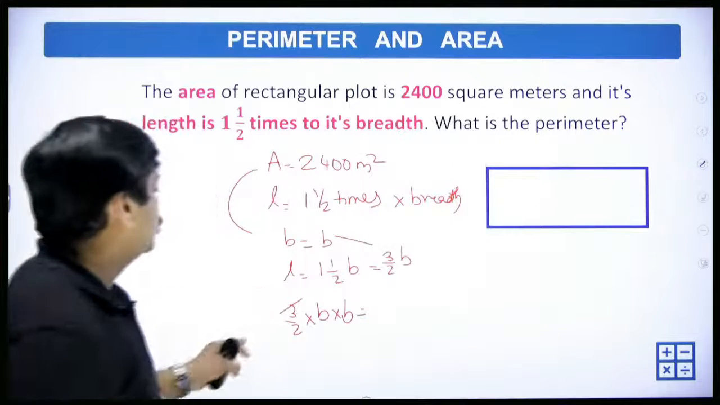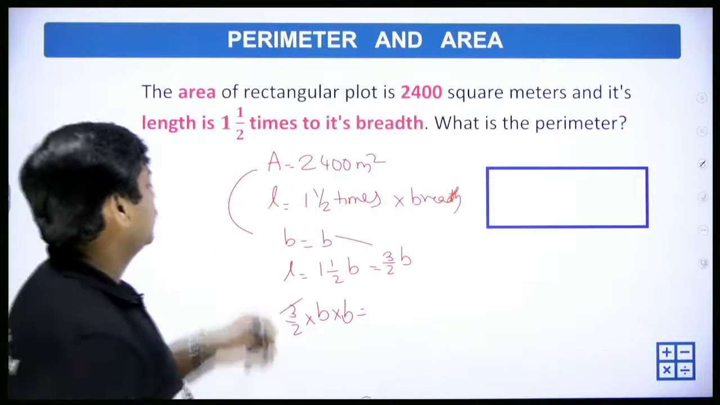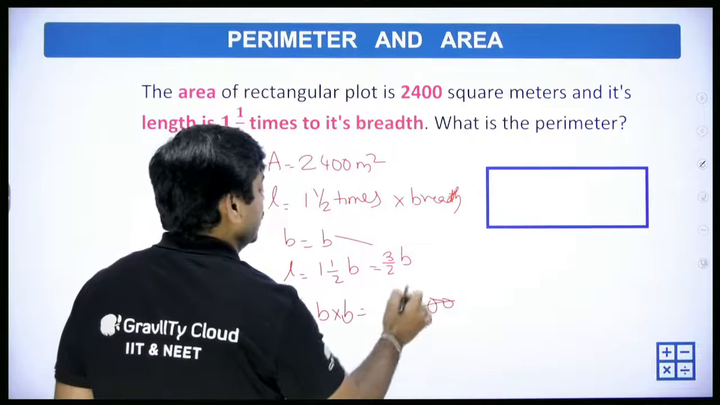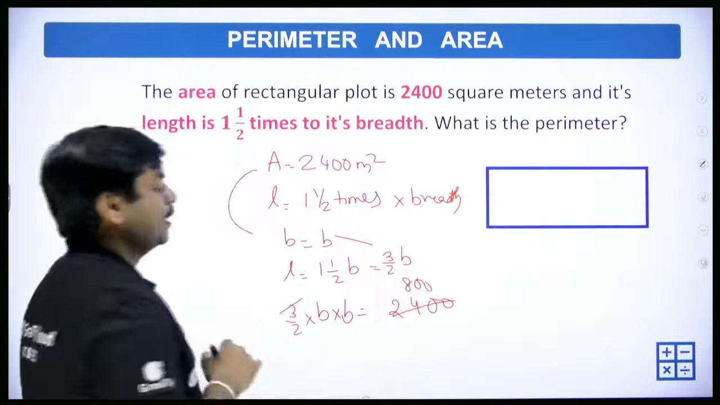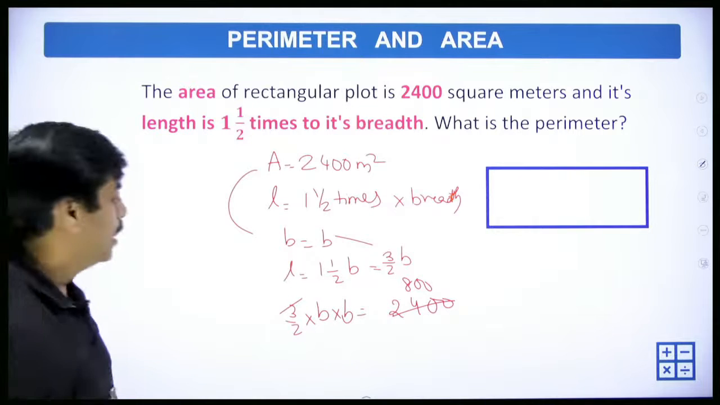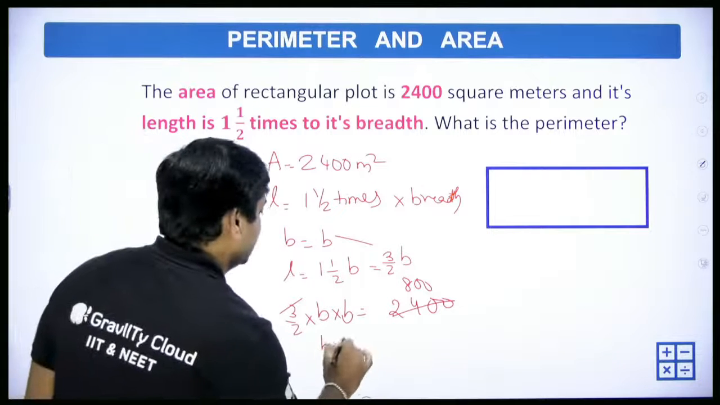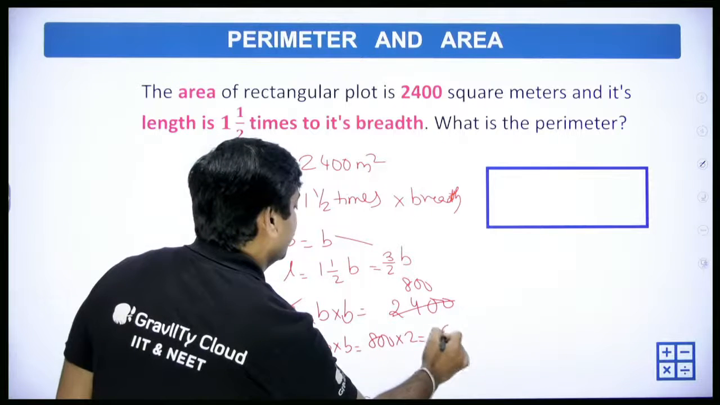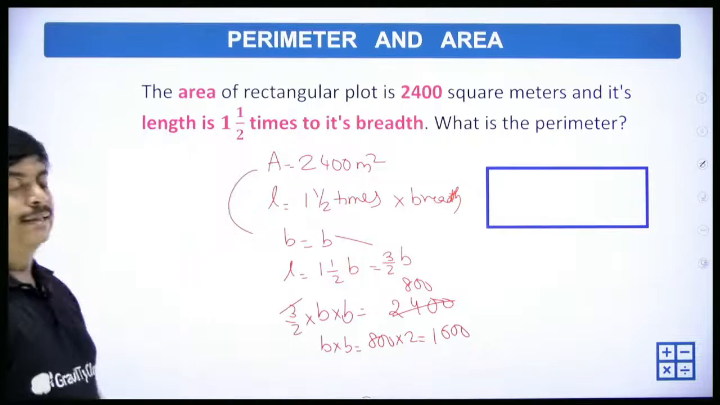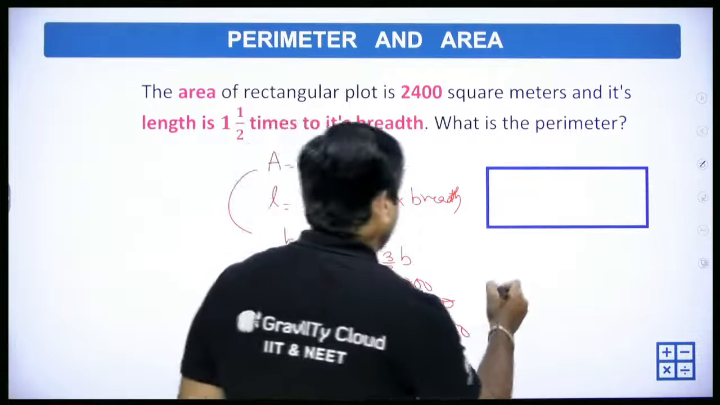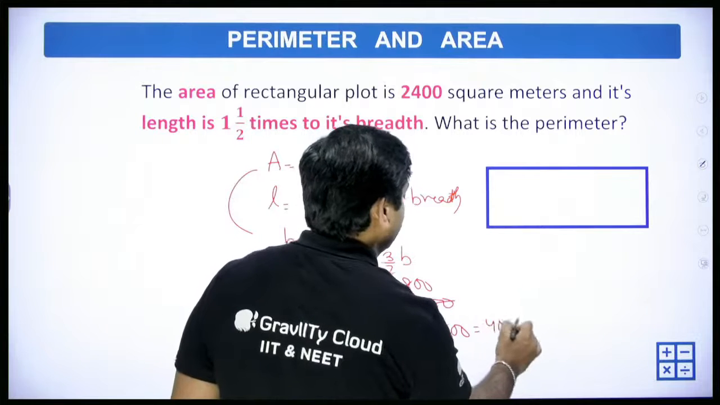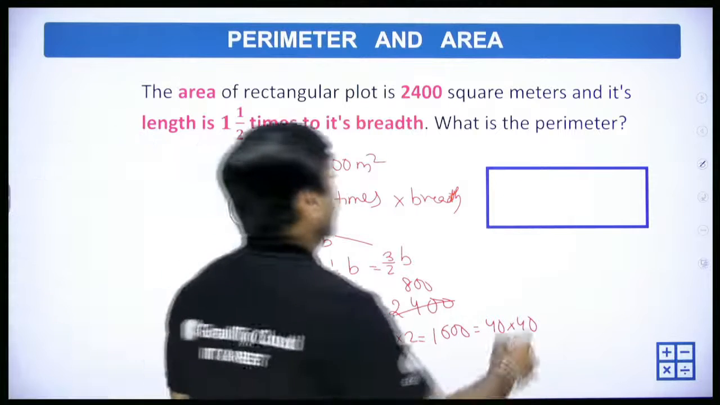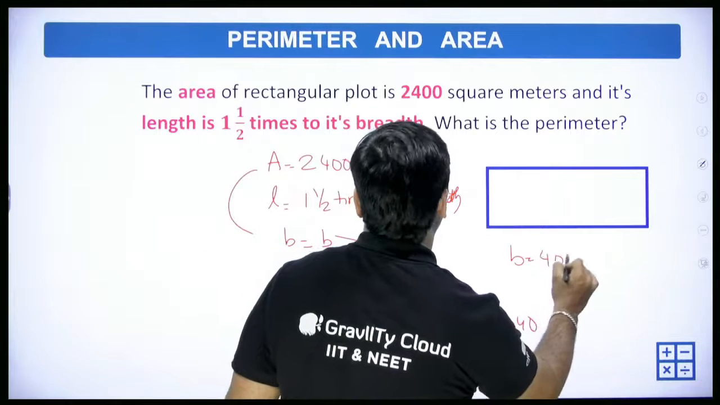Right, so 3 by 2 into b, that becomes area, that becomes 2400. So 3 and 3 8s, so 800. 3 and 800, right? So what about here? b into b is equal to 800 into 2, which is 1600. Breadth into breadth is 1600, so we'll get it is actually equal to 40 into 40. It is enough to say that the breadth is 40 meters.